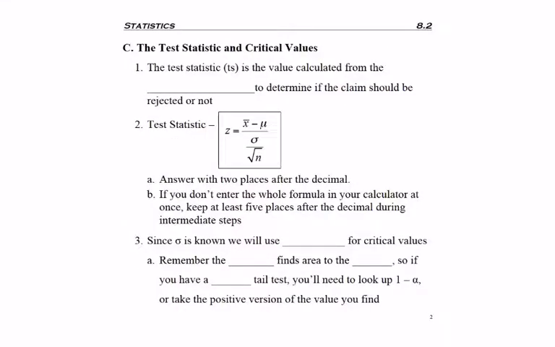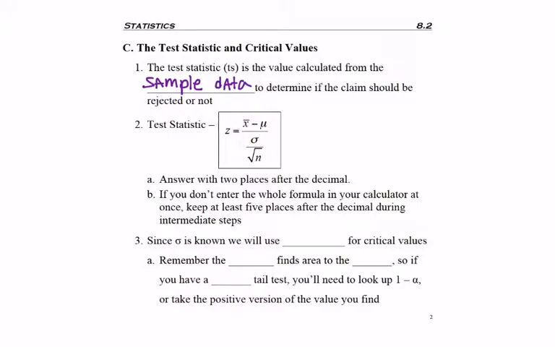So to begin, we'll want to be able to calculate the test statistic and critical values for a hypothesis test about a mean with the population standard deviation known. First, discussing the test statistic, which I'm going to be abbreviating as TS from here on out. This is the value calculated from the sample data which is used to determine if the claim should be rejected or failed to reject. So here is our formula for the test statistic.